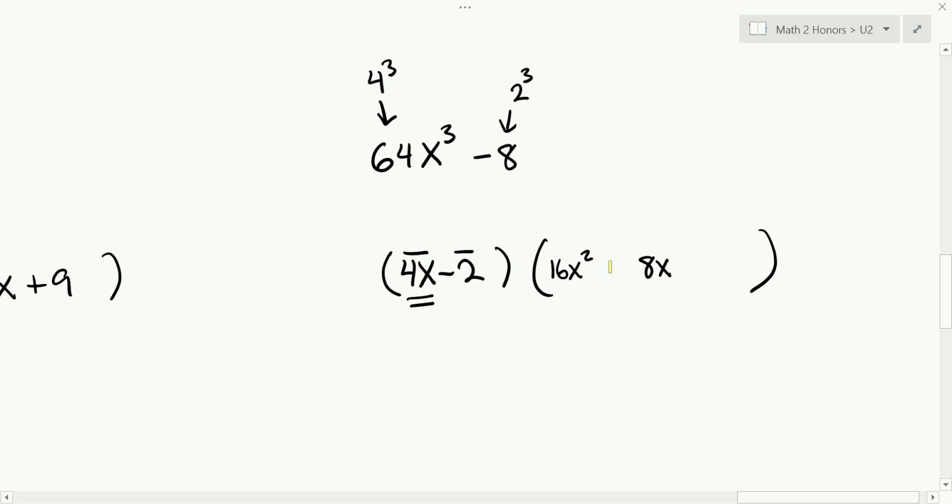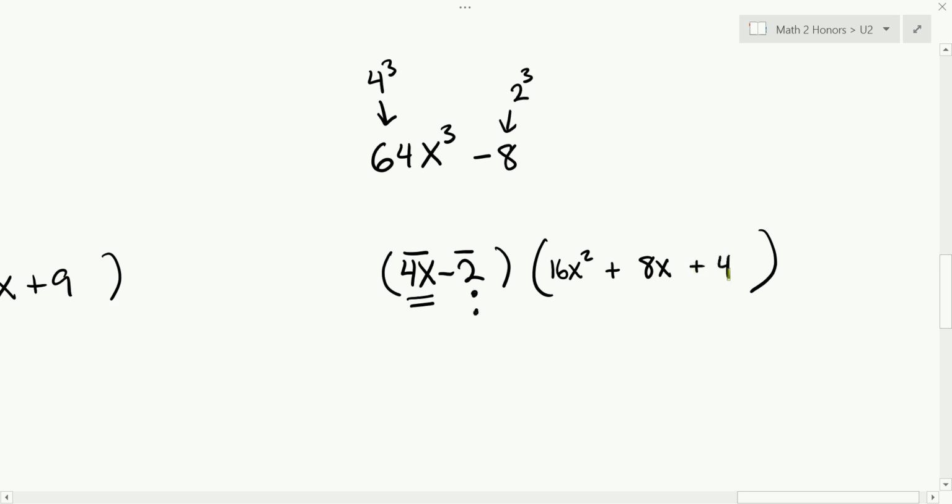Kind of where we're not sure. It is a plus. Here's why: these two signs will always be opposite. Okay. And then what do you think the last part is? 2 times 2, which is 4.